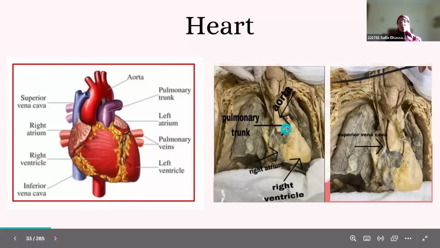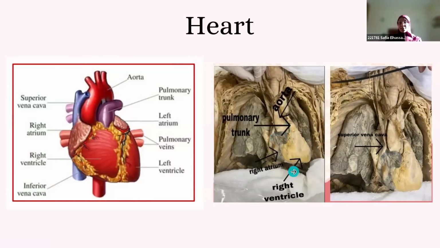So here are just some cadaver pictures. You can see the right ventricle. The right ventricle is the most anterior heart chamber that you would see. And then next to it is the right atrium. Here you can see the pulmonary trunk that is coming out of the right ventricle, and you can see the aorta. And here is just another view showing you the superior vena cava and how it drains into the right atrium.